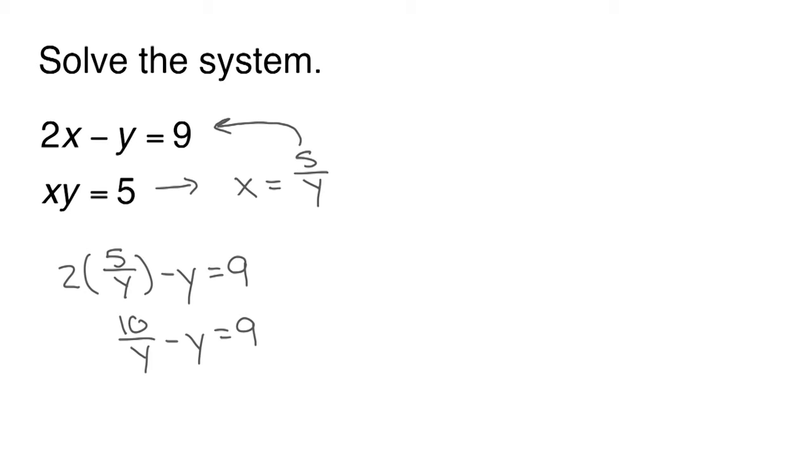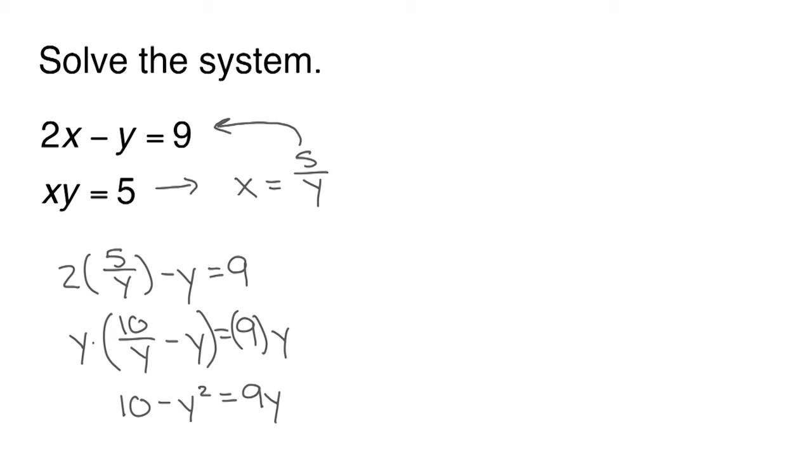In order to eliminate the fractions, we'll multiply both sides of the equation by the least common denominator of y. So we multiply the left side times y, and we multiply the right side times y. Distributing y on the left side, we have 10 minus y squared, and on the right side, we have 9y.